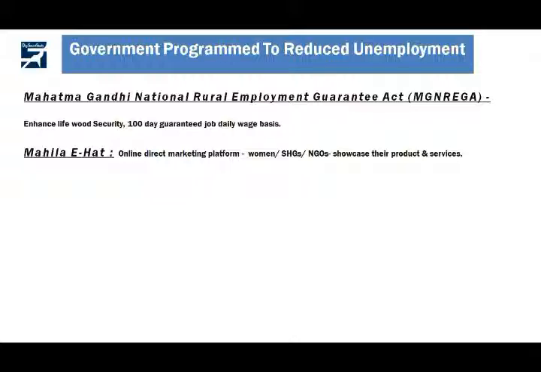Government programs to reduce unemployment. Number one is the Mahatma Gandhi National Rural Employment Guarantee Act (MGNREGA). The aim of this mission is to enhance livelihood security in rural areas by providing 100 days of guaranteed daily wage-based jobs. If work is not provided within 15 days of applying, applicants are entitled to an unemployment allowance.